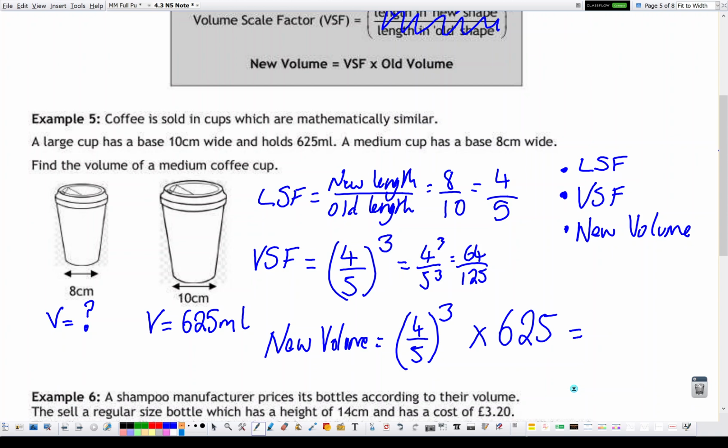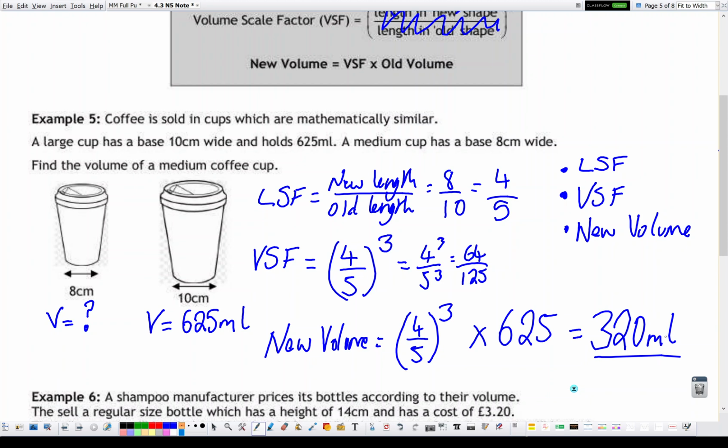Right, good stuff. All getting the same answer. It is 320. That's correct. Well done. Yeah, 320, and remember, we need the units here for volume. In this case, it is millilitres, which, remember, is the same as centimetres cubed.